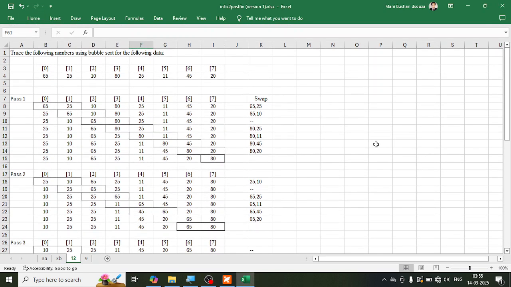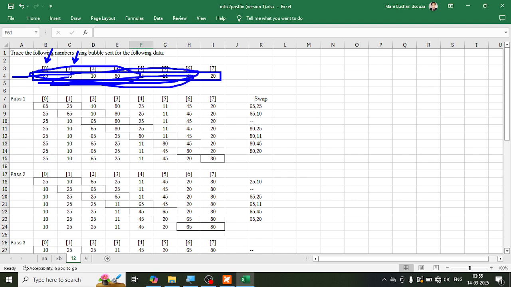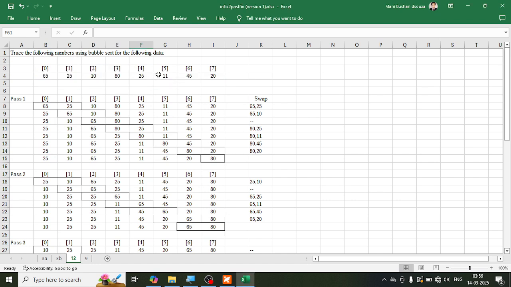So this is the list that is given to me. If I put them in an array, the first element 65 will be at array of 0. The next one will be array of 1, that is the index location 1, and so on up to 7. So there are going to be 8 elements altogether. We know very well that when there are 8 elements, there will be 7 passes. So 7 times you have to go through this particular list in order to achieve the bubble sort.